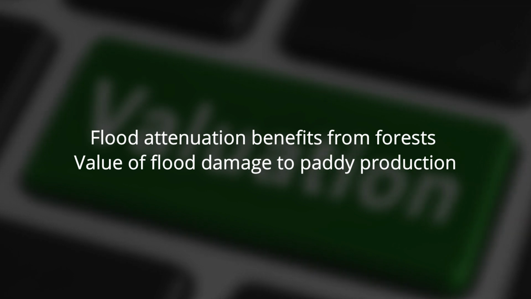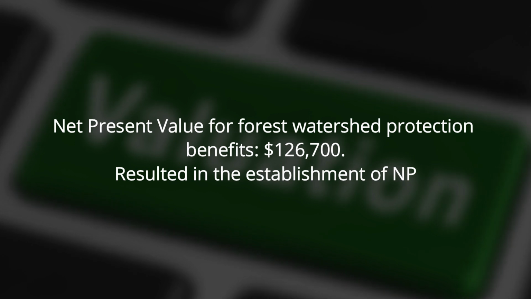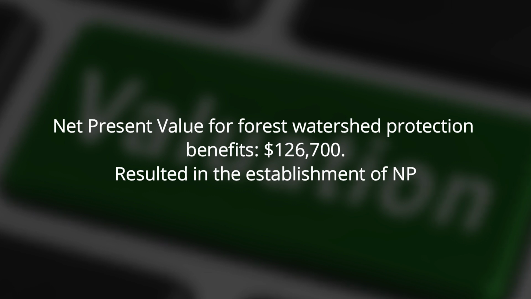And in this case, for example, the net present value of forest watershed protection benefits are there. For example, I put up an X value. This is multiple thousands and hundreds of lakhs to conserve a certain watershed that protects from flood, that protects from soil erosion. So that damage value of paddy production or any other agriculture produce can be used as an establishment of natural protection or productivity method approach.